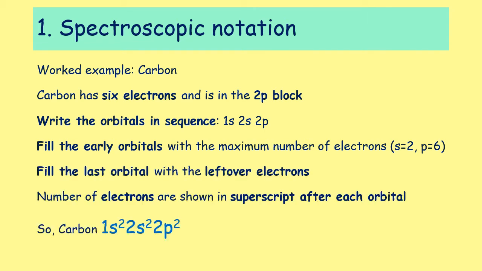So what we have is 1s2, showing that the 1s orbital is completely filled with 2 electrons. 2s2, showing that this 2s orbital is completely filled with electrons, and then 2p2, showing that the 2p orbital is the last filled set of orbitals, and there are 2 electrons in it. You do not need to leave gaps between numbers and letters at all. You can just do it as a continuous, almost as though it's one word, but you won't get penalized if you leave a gap between each of the orbitals.